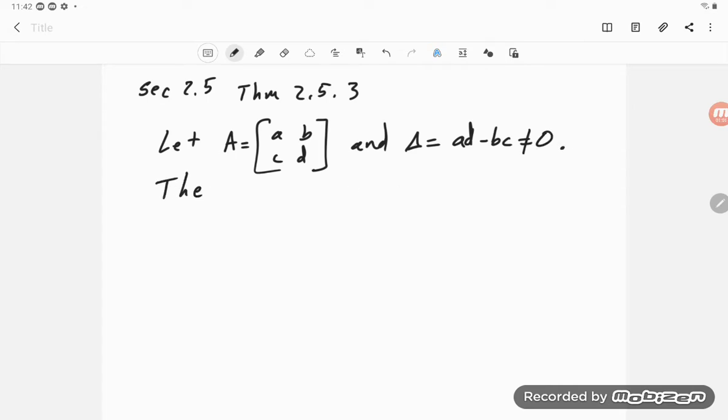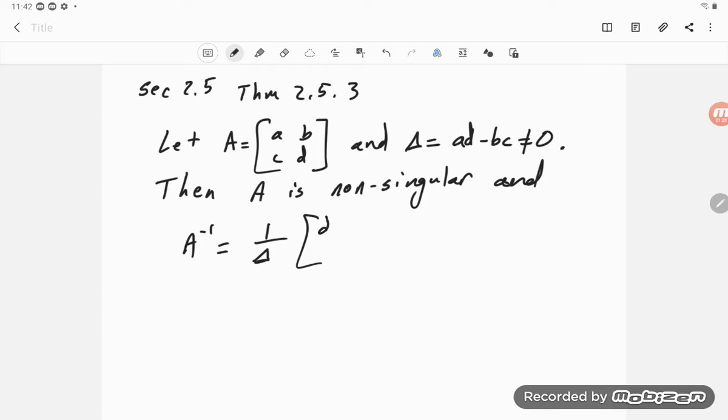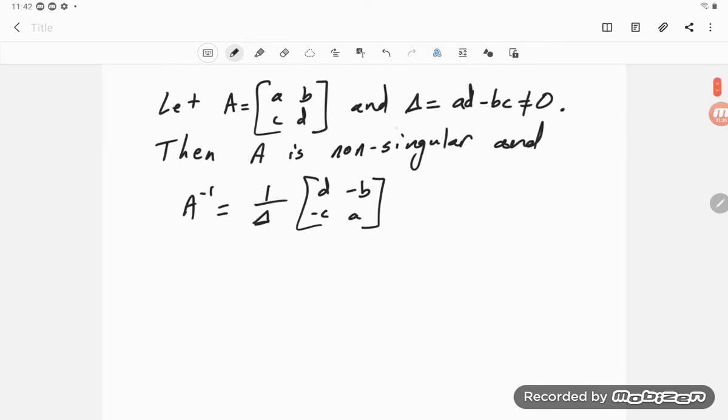Then A is non-singular, and now I'm adding this, they put this kind of in the bottom, and A inverse is equal to 1 over delta times D, minus B, minus C, and A. So there, if the determinant is not 0, then A is non-singular.